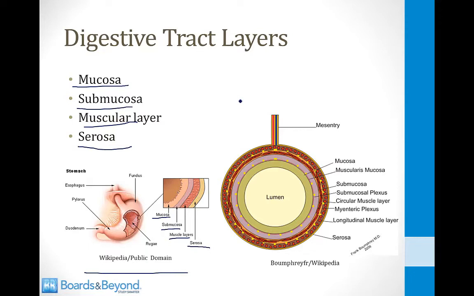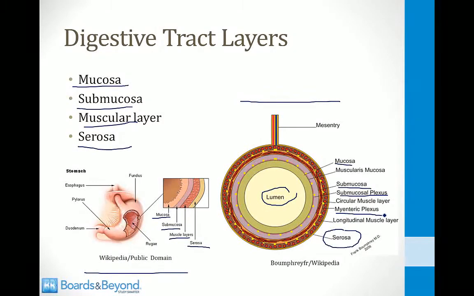On the right side of the screen is a cross-section of any one of the layers of the GI tract. There's always a lumen in the middle, of course. That's followed by a mucosa and a submucosa, and then a muscular layer, and the serosa is always on the outside. Also take note that the submucosa has a nerve plexus, and so does the muscular layer, and we're going to talk about these 2 nerve sections as we go through this module today.